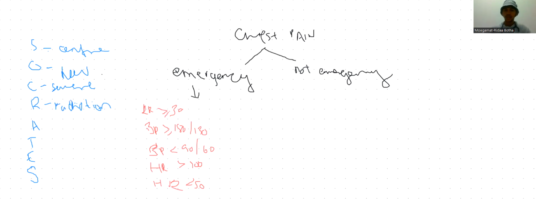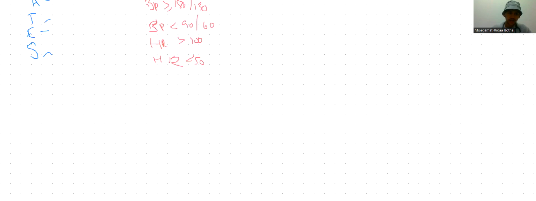The radiation is obviously to the neck, arm, jaw, shoulders, arms. Then there are associated symptoms, as well as alleviating, timing and exacerbating factors. Associated symptoms could be nausea and vomiting, especially for an emergency. So nausea and vomiting, pallor and sweating.